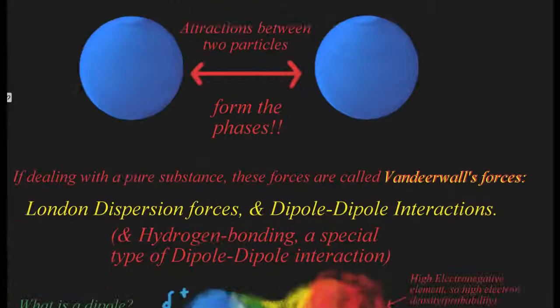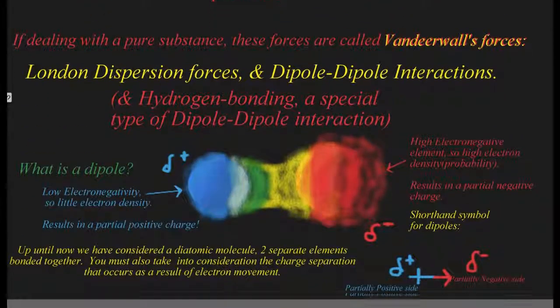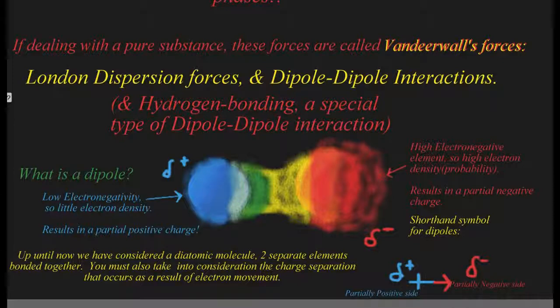If we are dealing with a pure substance, these forces collectively are termed van der Waals forces. They consist of London dispersion forces, the weakest force, dipole-dipole interactions, a stronger force, and a specific type of dipole-dipole, hydrogen bonding. We will discuss these at a later date.